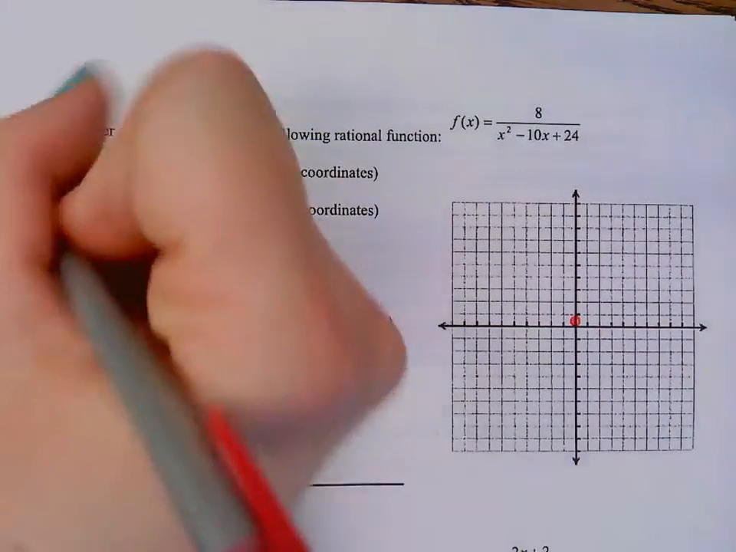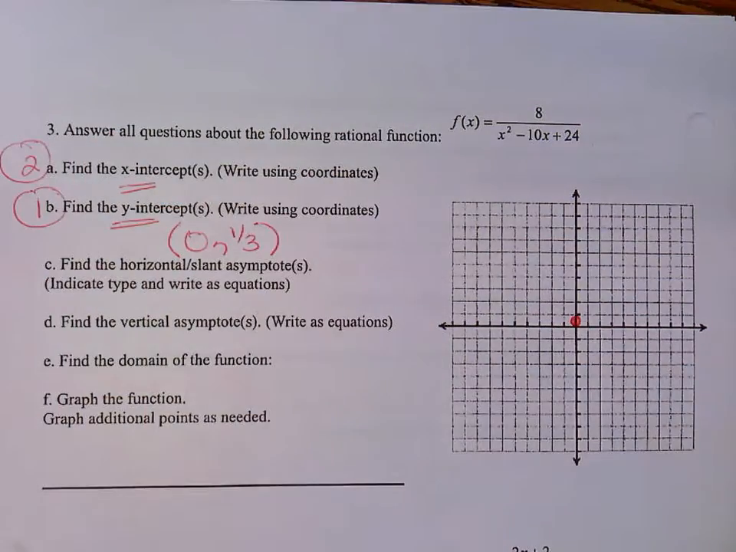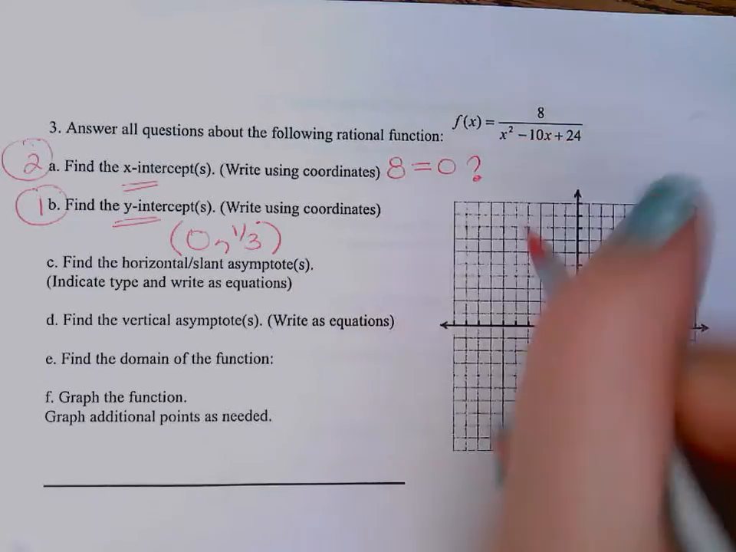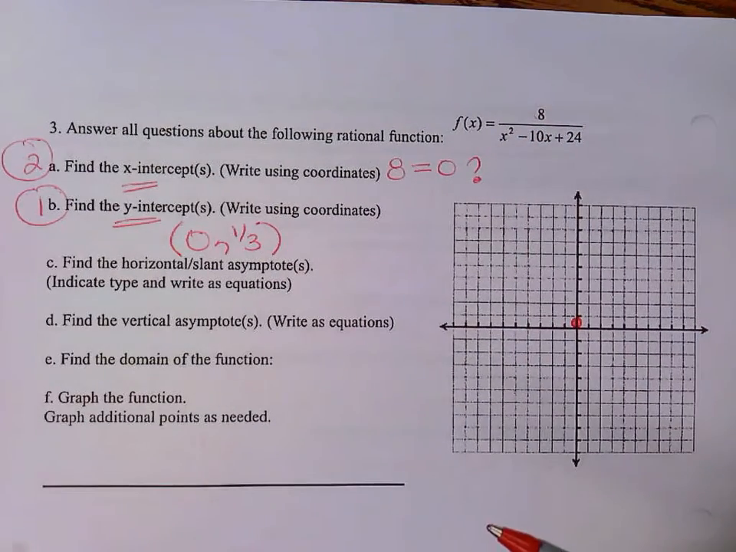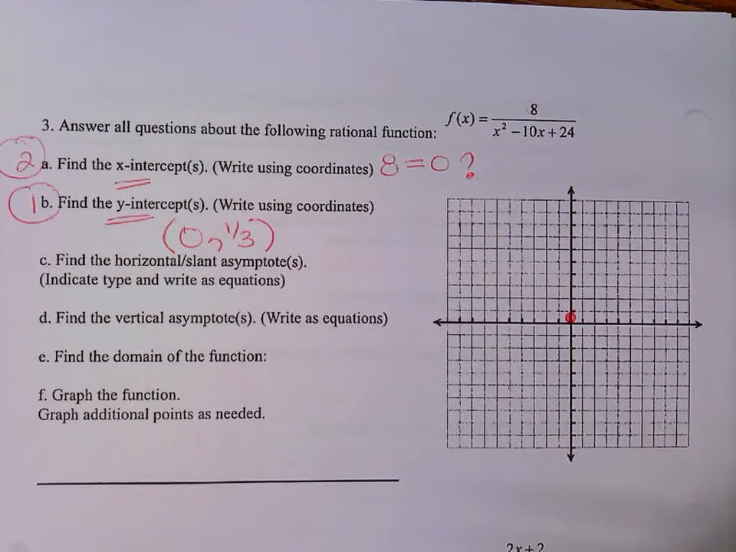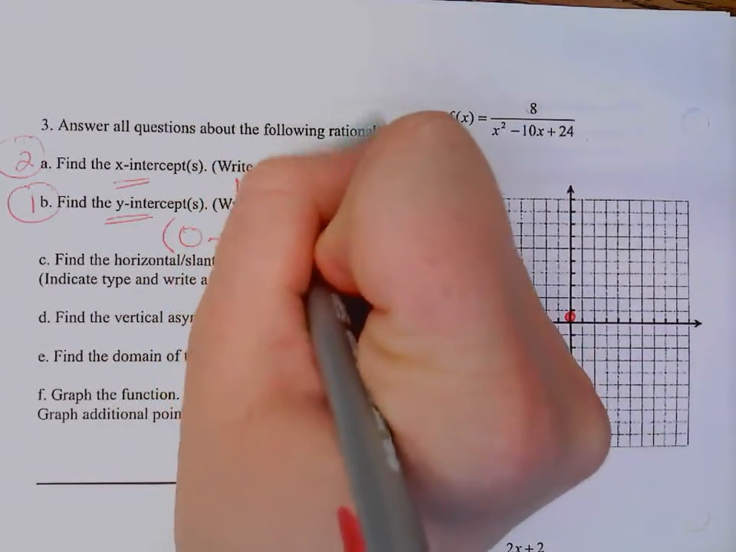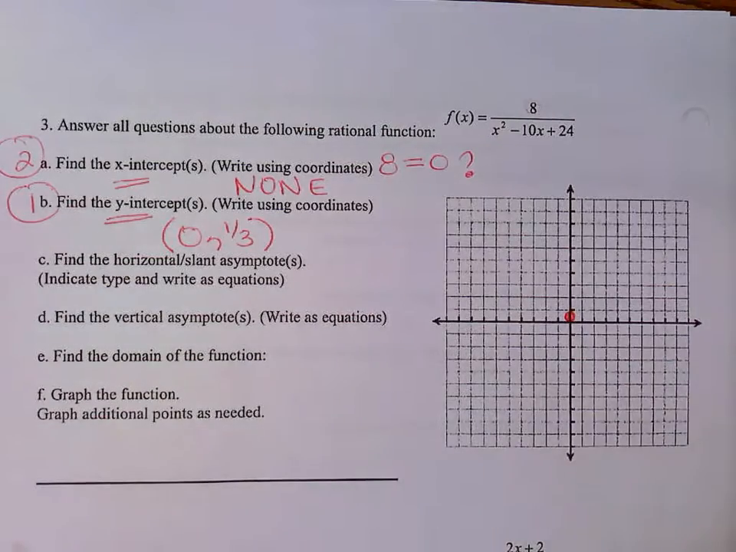Step 2 is finding the x-intercepts. Will 8 ever equal 0? If I set the numerator equal to 0, will 8 ever equal 0? No, it can never equal 0. So there are none. There are no x-intercepts.